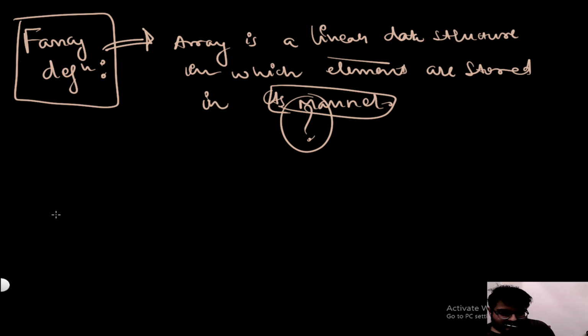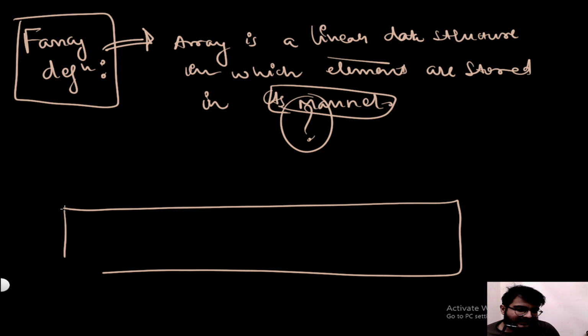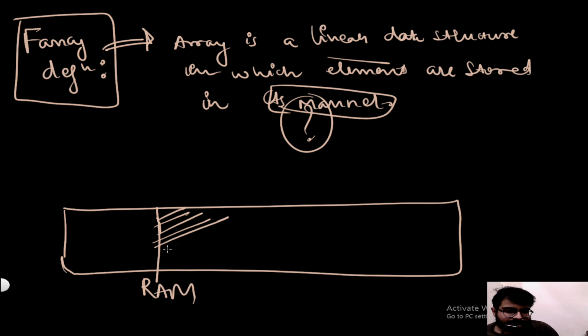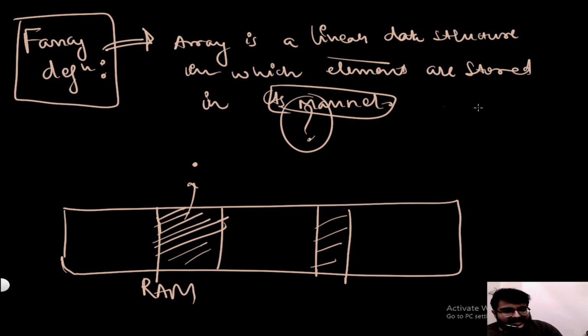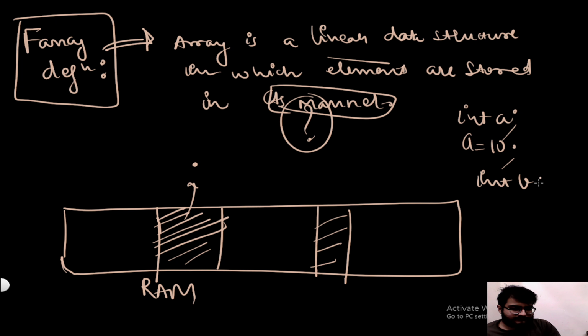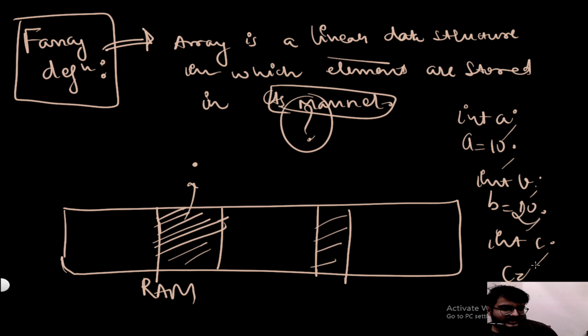Let's understand this part. Let's say that this is your computer RAM, and you are using this space. Like this space you are occupying with some sort of data, and also this space you are occupying with some sort of data. And you have written a program in which you have written int a is equal to 10, int b is equal to 20, and int c is equal to 30.